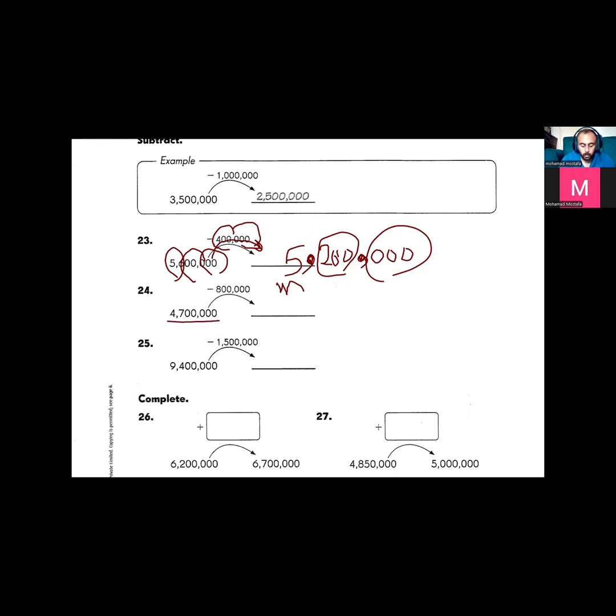The second question: 4,700,000 minus 800. We must regroup them because we have borrowing here. 4,700,000 minus 800. Bring down the first 3 zeros. One, two, three, then comma.